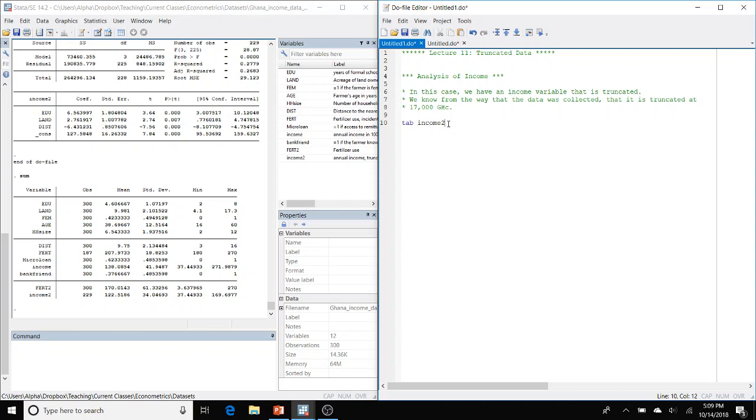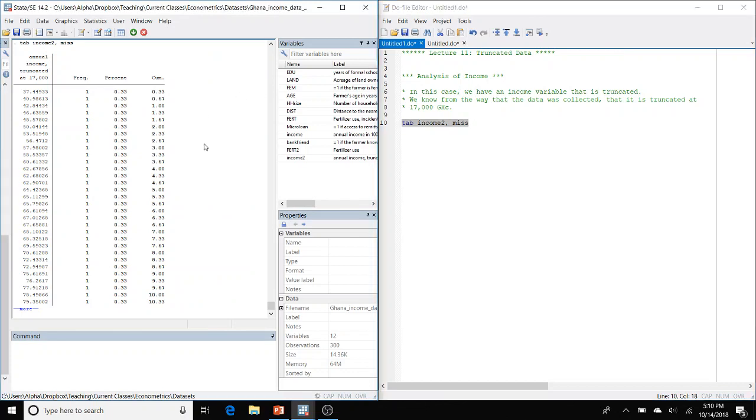In the case of this data set, we observe the other independent variables for the whole population, but we're missing the income values for people that have more than 17,000. One way to see this is I can do tab, and our variable here is income 2, so tab income 2, comma miss. That means I'll create a tabulation of the frequency of different values for income 2, but it will also show me how many values are missing. So let's click that.